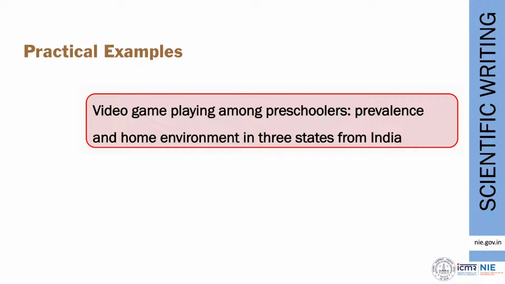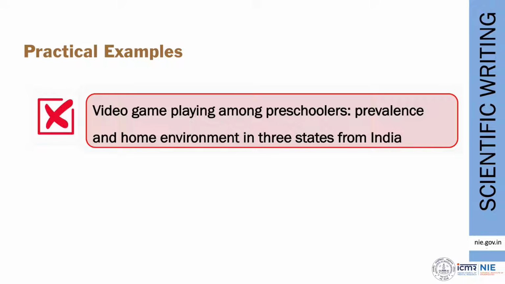Now, if you think for a minute and analyze this title, you would understand that video game playing is not a very accurate terminology for internet gaming disorder. Also, the title does not make us understand what is being studied about the home environment. This makes you understand that the title needs certain refinement.